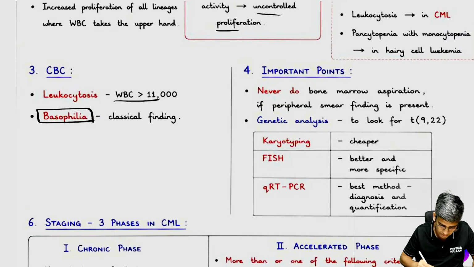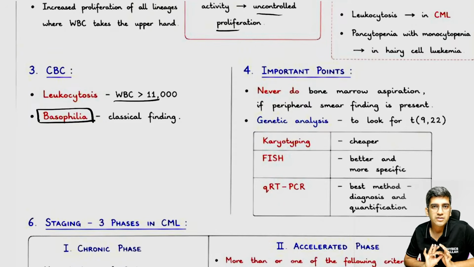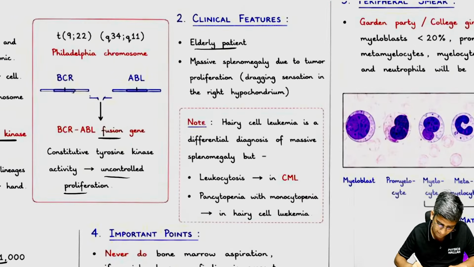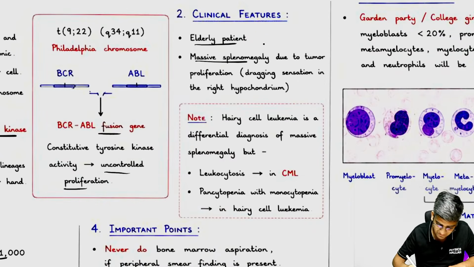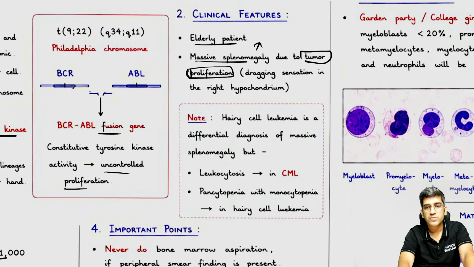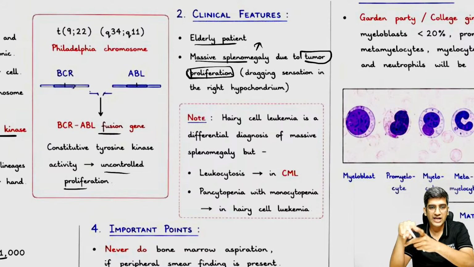But without this, don't complete the CML answer sheet. Basophilia is a must. If you see an increased basophil count at any point of time in any patient in future, you should think of CML only, right? And the patient history: elderly patient, massive splenomegaly, and the reason for splenomegaly is tumor proliferation. It's not due to extramedullary hematopoiesis. It's not due to destruction. Okay? PH chromosome is the Philadelphia chromosome, the short form.